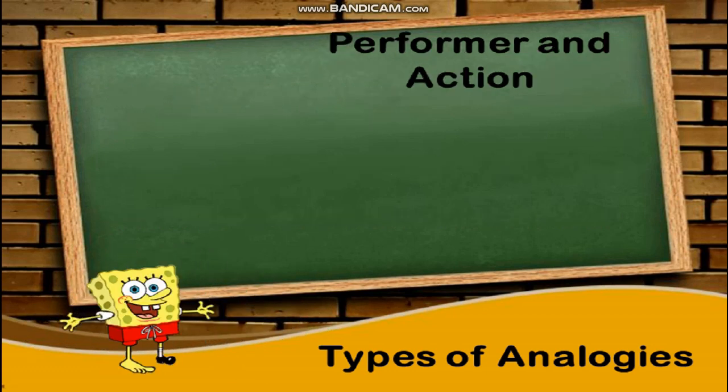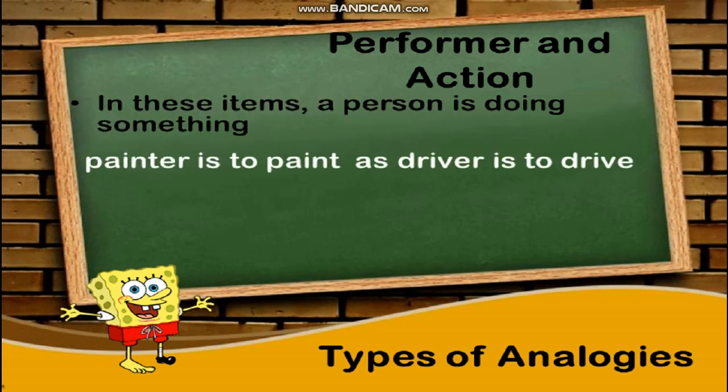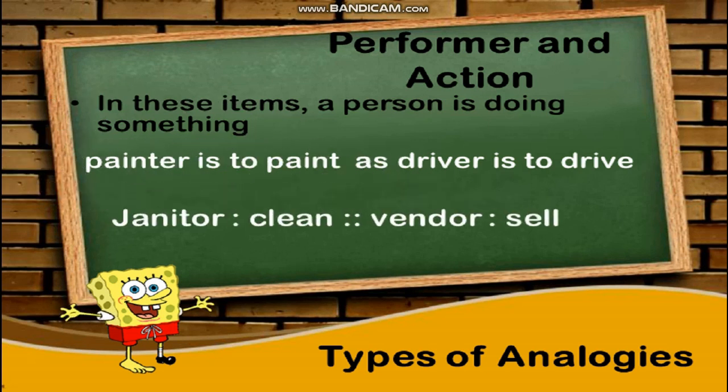Next type, performer and action. In these items, a person is doing something. Example, painter is to paint as driver is to drive. Painter's action is paint as driver's action is drive. Another one, janitor is to clean as vendor is to sell. Janitor's action is clean while vendor's action is sell.